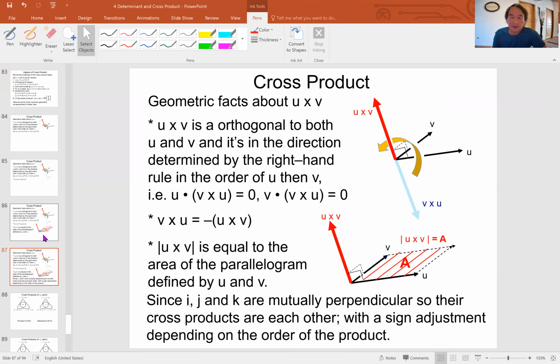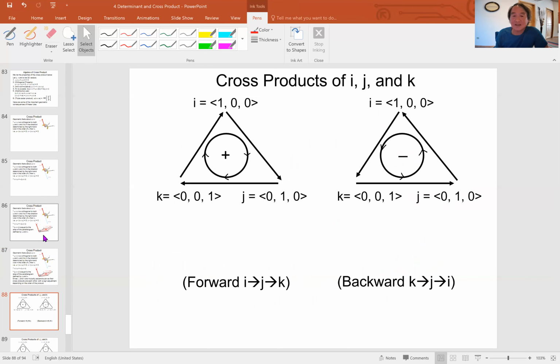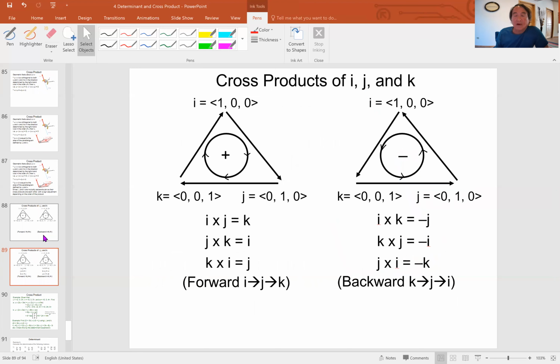Another way to do the cross product is to do everything algebraically using i, j, k. Since i, j, k are perpendicular, if I cross i and j, I get the vector k. If I cross the x-axis against the y-axis, I get the z-axis. These are the cycles of crosses of i, j, and k. If I go forward, I get positive results. But if I go backward, from k back to j back to i, then I get the negative.